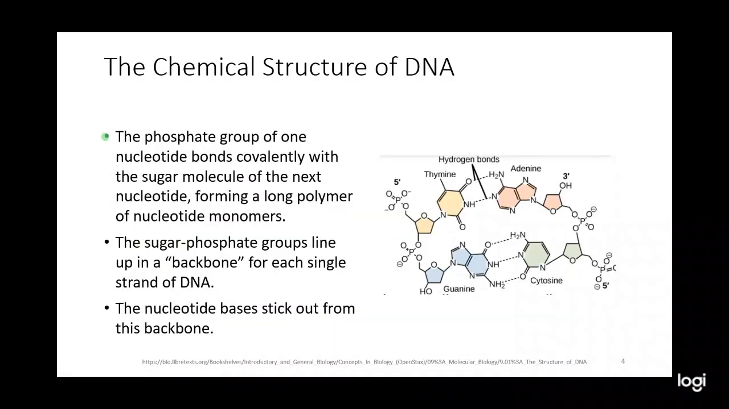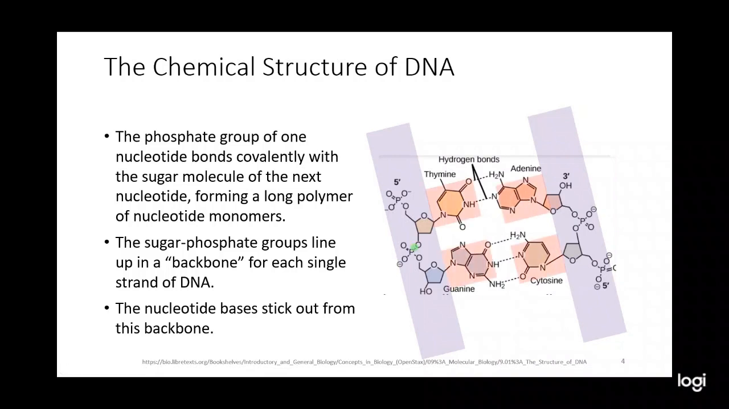DNA is a long polymer made up of nucleotide monomers. Each nucleotide is linked through a covalent bond between the phosphate group of one nucleotide and the sugar molecule of the next. This forms a continuous sugar-phosphate backbone, as illustrated in the schematic drawing. The nitrogenous bases extend outward from this backbone.